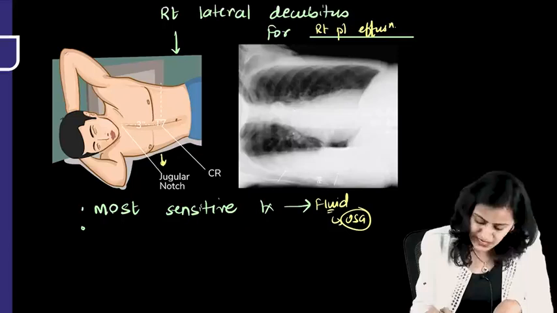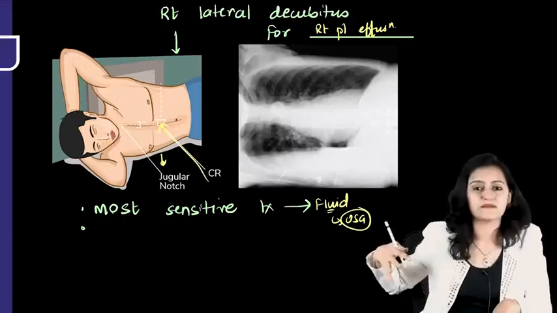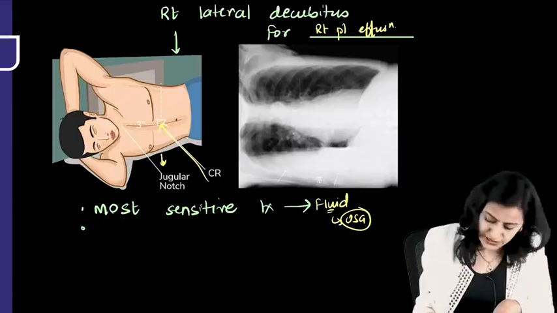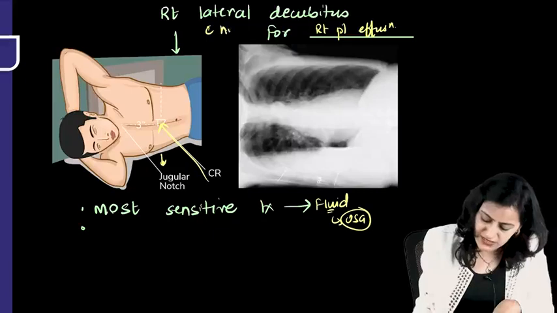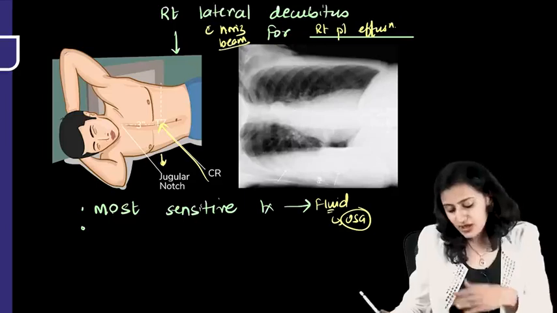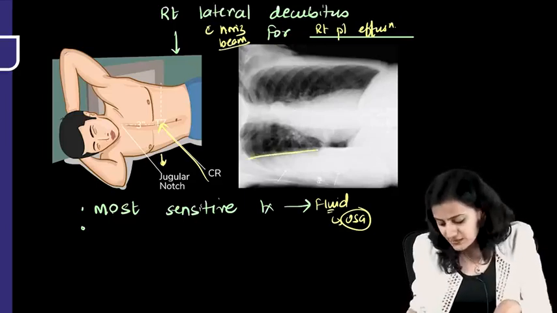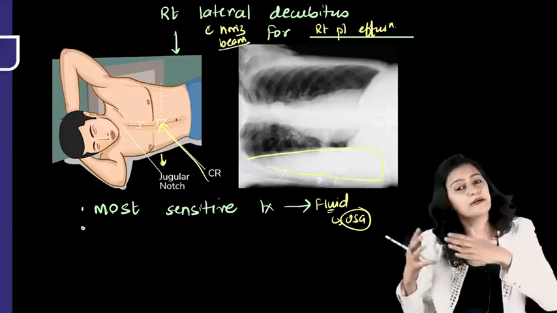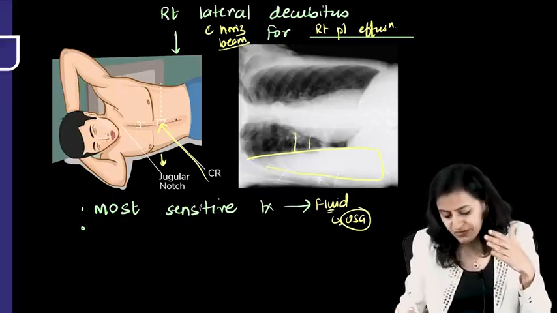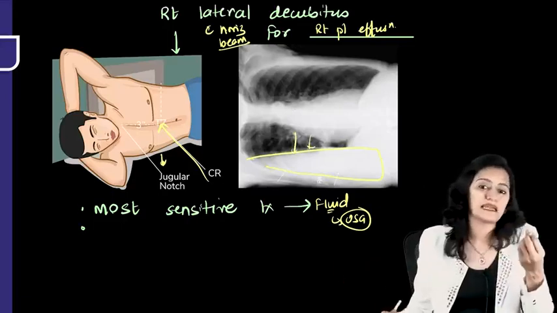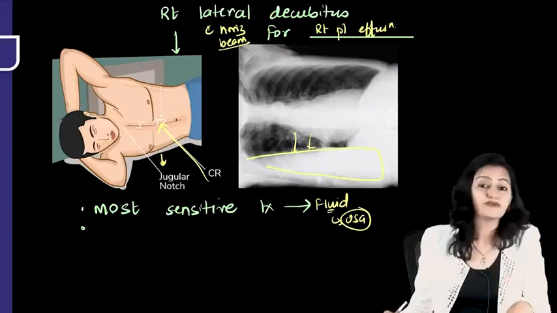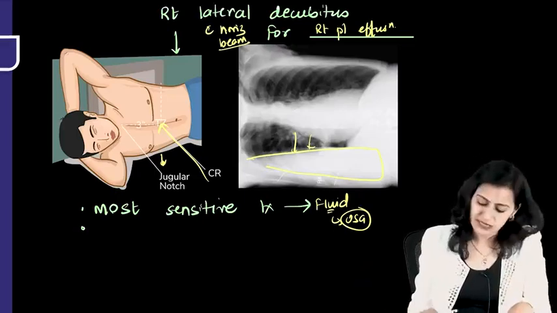Right? And this will be done with the horizontal beam. The beam goes horizontal, not vertical. Always with decubitus, it is horizontal beam. Okay, just horizontal beam. So look at this radiograph. What it is showing is this white is the fluid. Because of the decubitus position, all the fluid has come in the dependent part. So this is how the pleural effusion will be on decubitus X-ray.